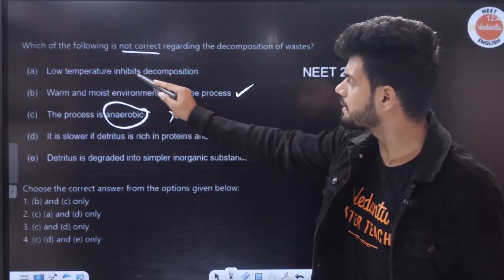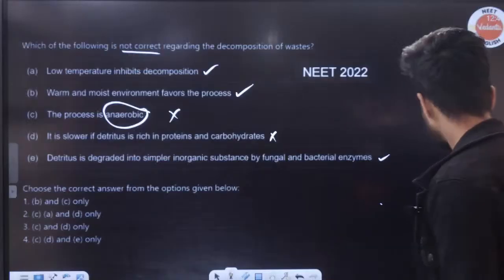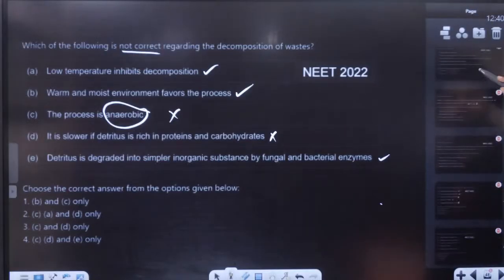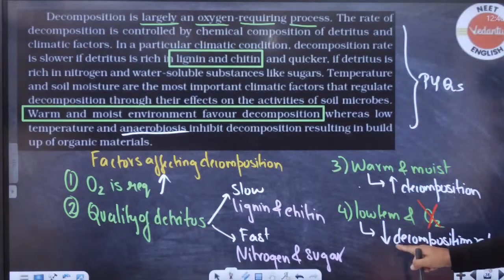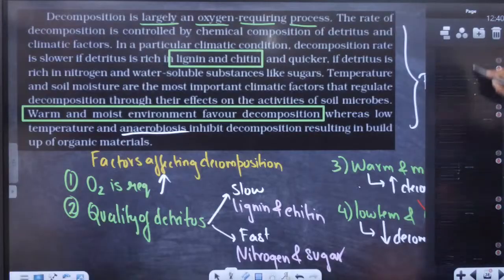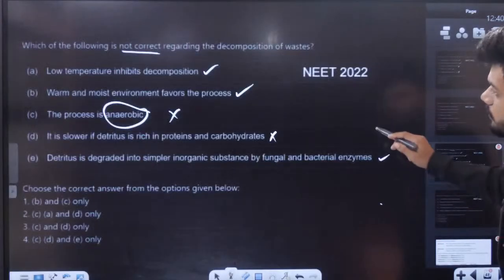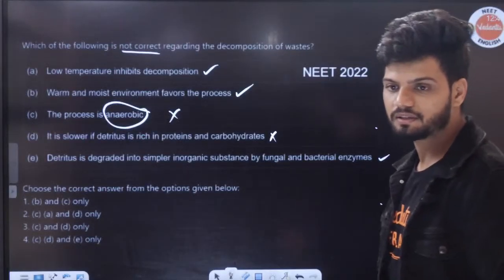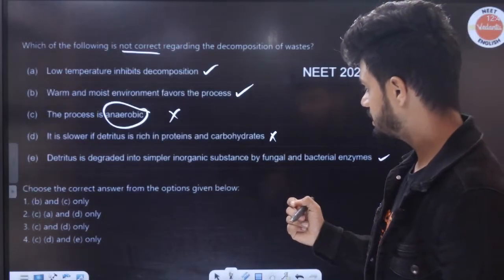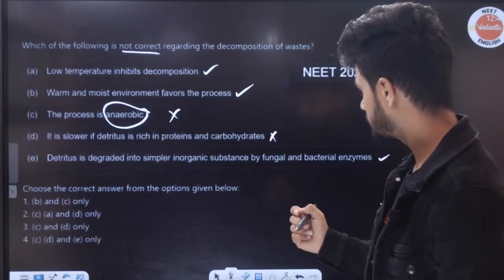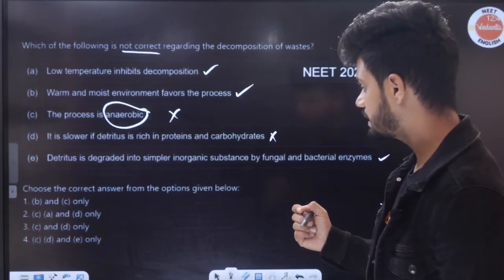Low temperature inhibits decomposition, right? Low temperature decreases decomposition. So that statement is also correct. Okay. So which are the incorrect statements here? The incorrect statements are basically your C, D are incorrect here. C and D.